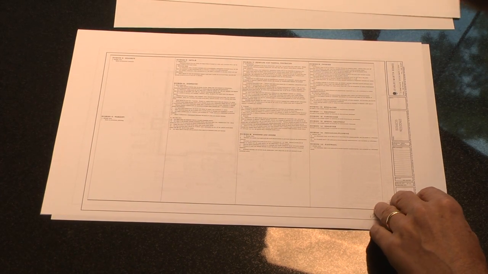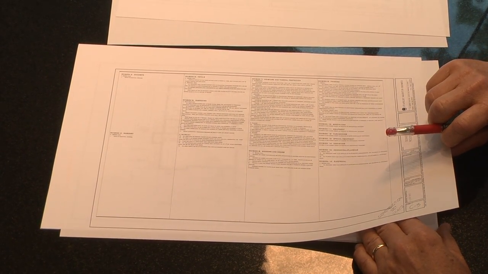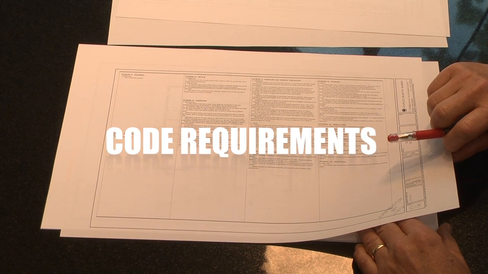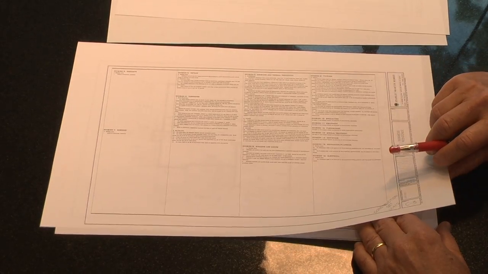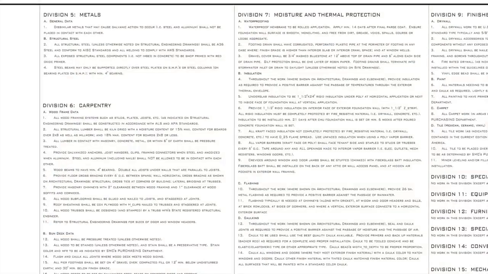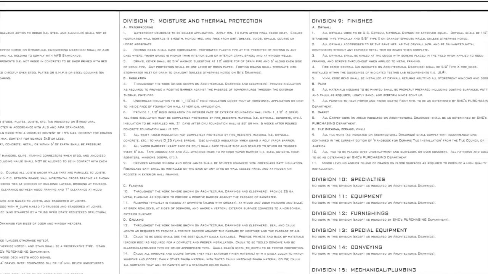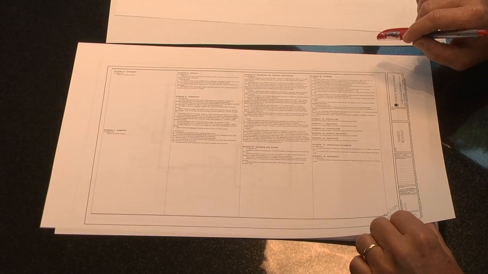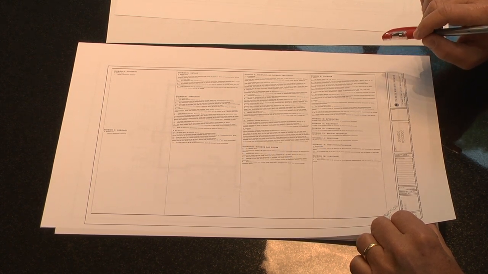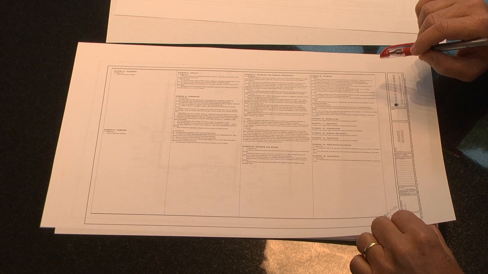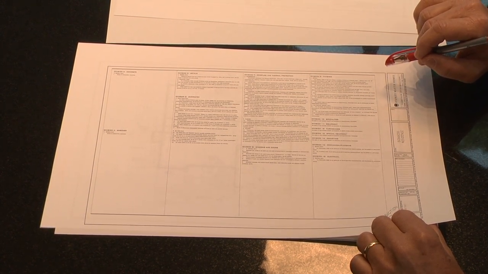On the flip back, there's a bunch of notes on the plan. This is related to various code requirements that need to be submitted to the county. The first design set is not going to have all these notes. These notes are added once you approve the design and we go into what we call permit sets. At that point, when you approve the design, any changes after that point are charged on an hourly basis.